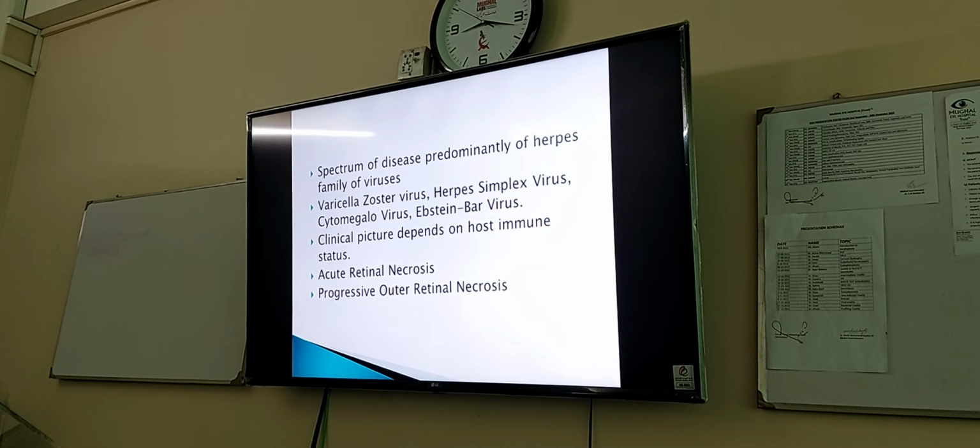CMV. The treatment of CMV is intravenous ganciclovir 5 mg per kg twice daily for about 2 to 3 weeks, and then it is switched to 5 mg per kg once a day for maintenance therapy. 80% of patients respond to therapy, but 50% again relapse. So along with intravenous ganciclovir, you should also give intravitreal ganciclovir for beneficial effect.